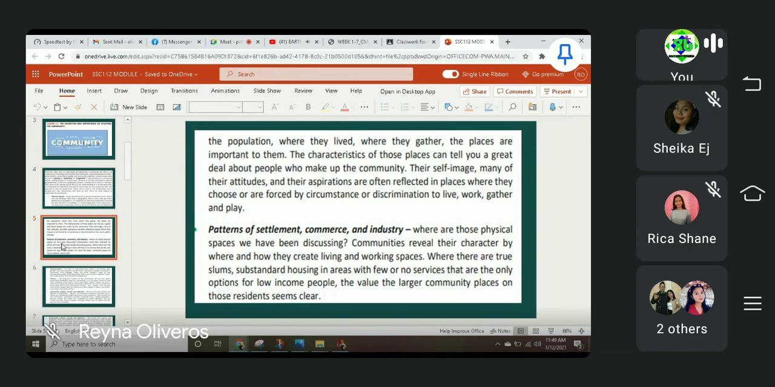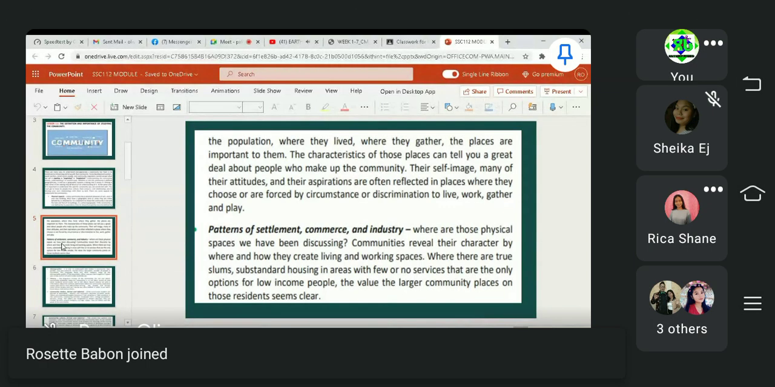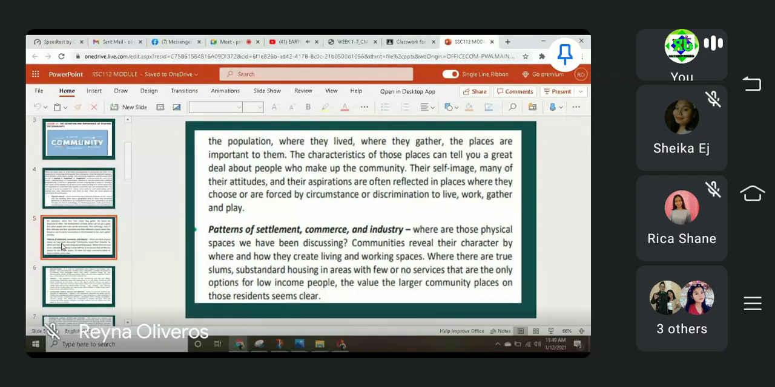Diba? Naranasan niyo na bang may pumunta sa inyong census? Shika, sa inyo ba may nagpunta na census? How about you, Rika Shane? May pumunta na ba sa inyo na census? Apo, ma'am. Anong ginagawa ng census kapag nagpunta sa inyo? Anong mga tinatanong?